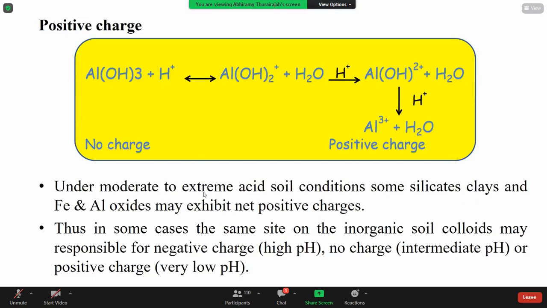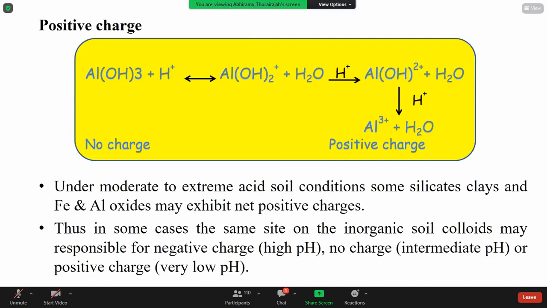So here you see, under moderate to extreme acidic condition, this Al(OH)3 also dissolves, right? By the H+ ions, and it forms a positive charge, removing the water. When excess H+ is present, it again reacts with Al(OH)2+, and through the continuous reaction it ultimately creates Al3+. A positive charge will be created.